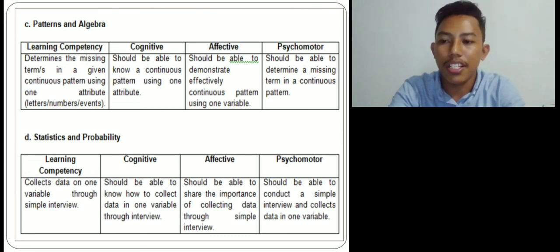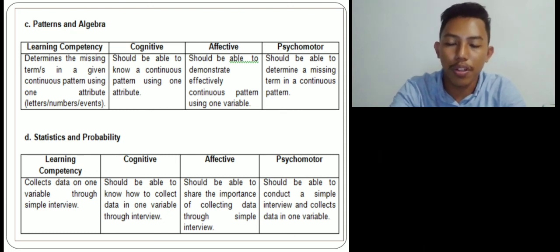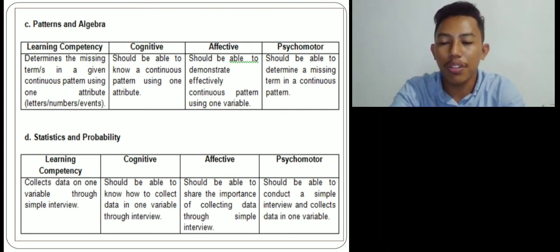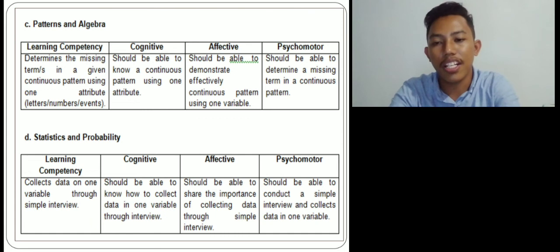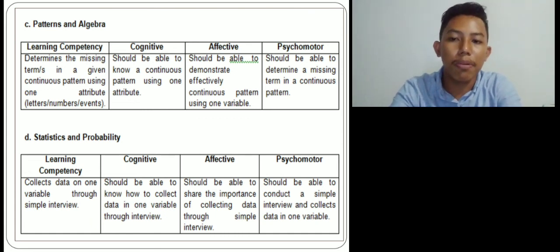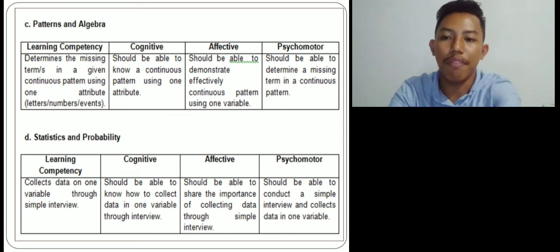Example of learning competency: collects data on one variable through simple interview. In the cognitive domain, students should be able to know how to collect data on one variable through interview. In the affective domain, students should be able to share the importance of collecting data through simple interview. And in the psychomotor domain, students should be able to conduct a simple interview and collect data on one variable.